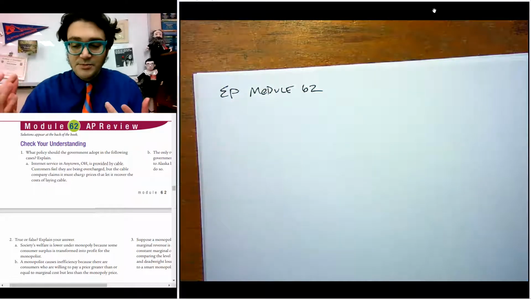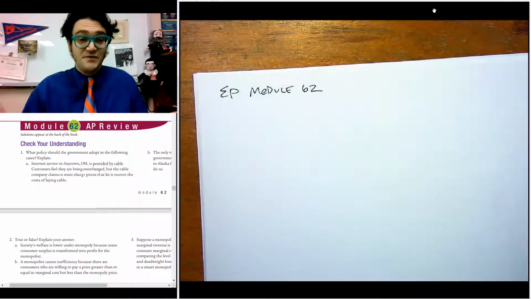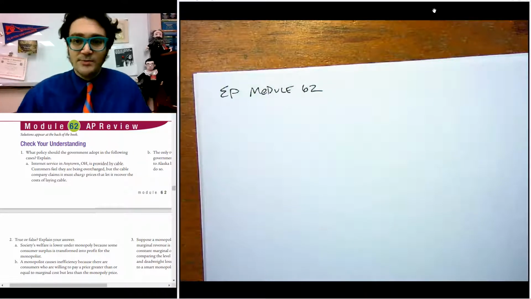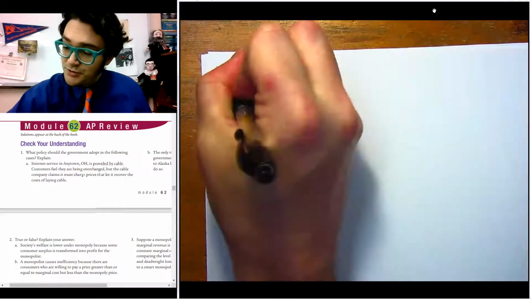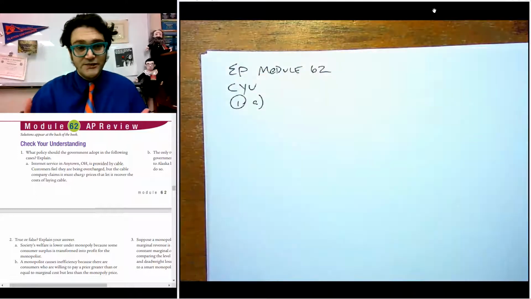So, we talked in a previous video about how monopolies are a great example of how the free market doesn't always lead to the optimal outcome, and these are inefficient outcomes. And so this whole module is about how could government maybe remedy that problem in a way that satisfies as many people as possible. So the first question, Check Your Understanding number 1, says, what should a government do in each of these following situations?